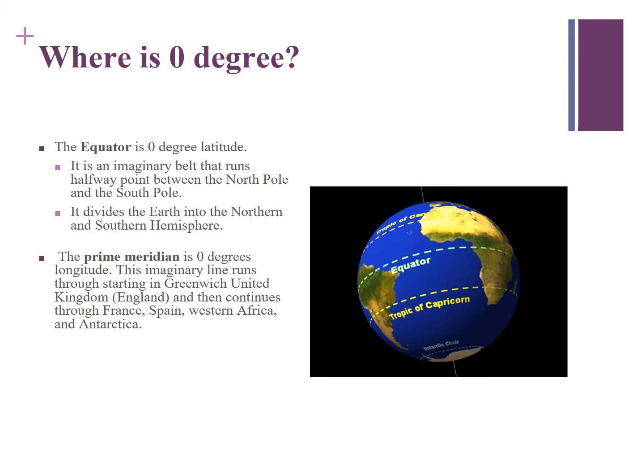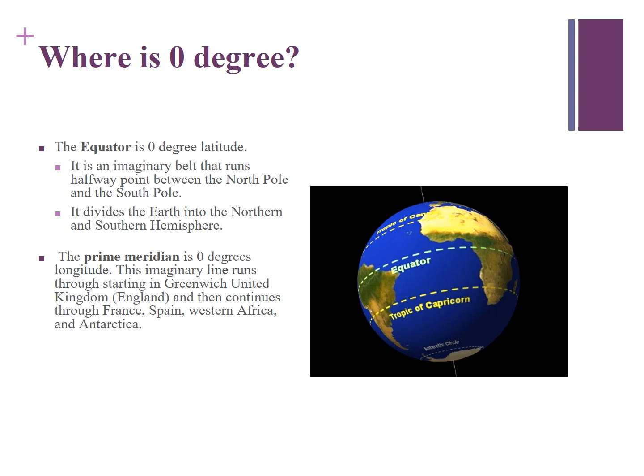Now the equator is the 0 degrees latitude line, west to east. The equator is an imaginary line or belt that runs halfway between the North Pole and the South Pole. And because of that, the equator divides the Earth up into the northern and southern hemisphere. It tends to also have a lot of precipitation, rain in particular, around the equator.